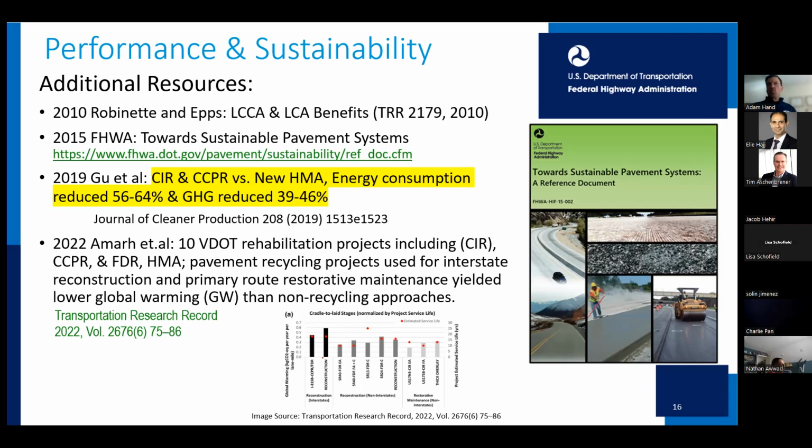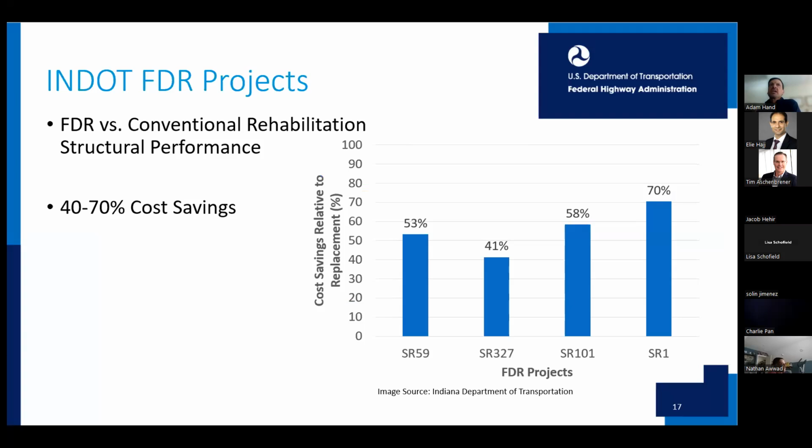The second bullet is in reference to the FHWA Towards Sustainable Pavement Systems. That's a long document. It was put together in 2015, and some of you probably participated in the sustainability TWIG meeting this week. Really, that was an outcome of the TWIG, and it's a very useful document. So I encourage you to go look at that also if you've never looked at it.